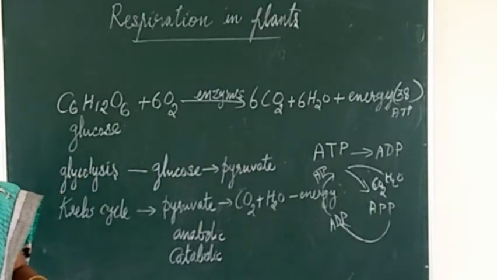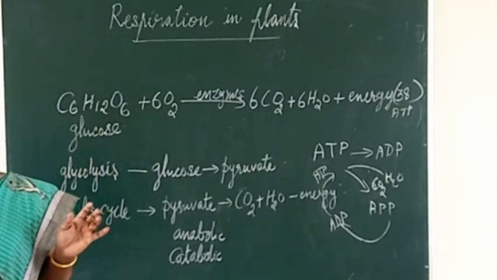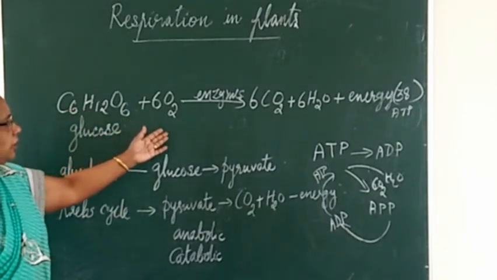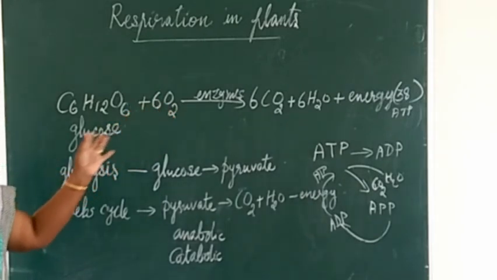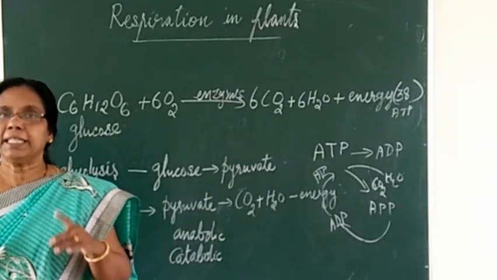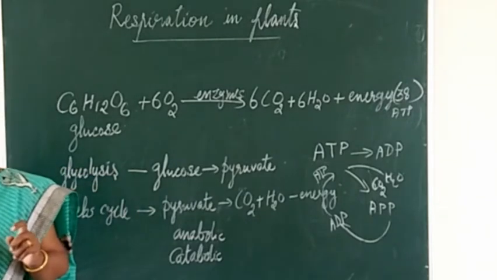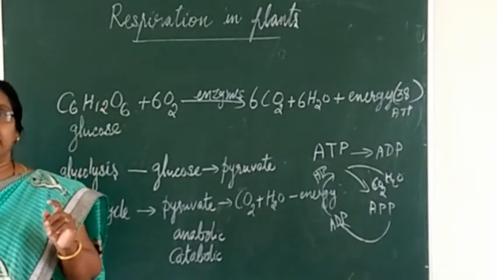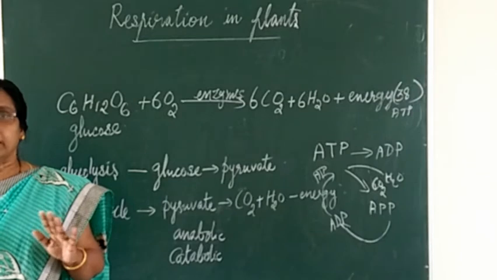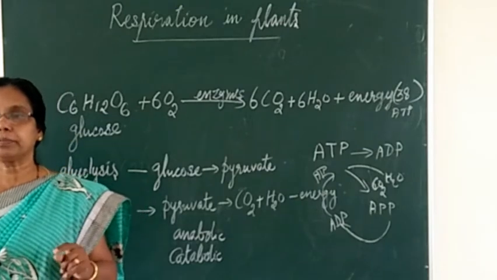First point is that respiration occurs in a series of chemical changes. You can see a lot of chemical changes here: glucose changes into carbon dioxide, water and energy. So in this, a lot of chemical changes take place, whereas combustion takes place in a single step. Second, respiration is carried out in the presence of enzymes, whereas in combustion no enzyme is needed, only heat is needed for combustion to take place.